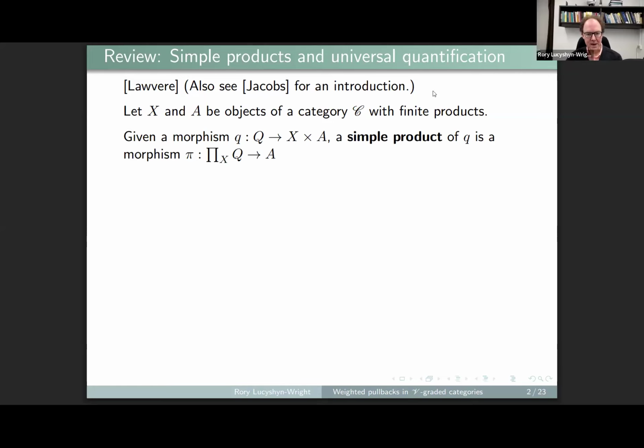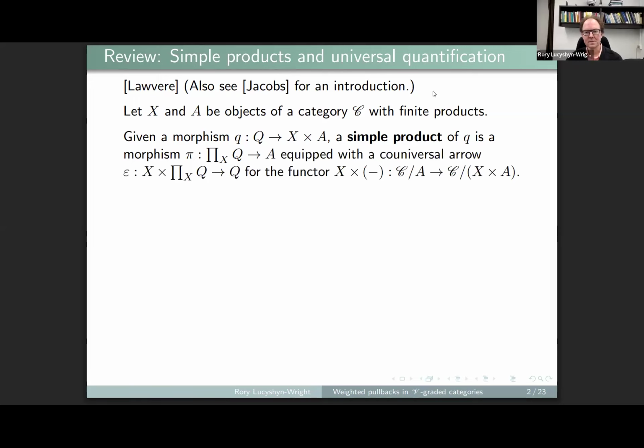So it has a domain. The domain object of this morphism will write as capital Pi subscript X of Q. And we're thinking of that as a fiber-wise product of indexed families of objects, which will become clear in a moment. So it's an object, Pi_X of Q, equipped with a morphism little pi down to A, which we're thinking of as a projection down to A.